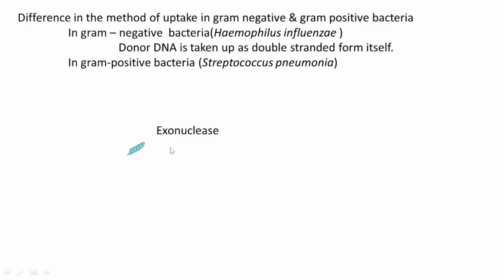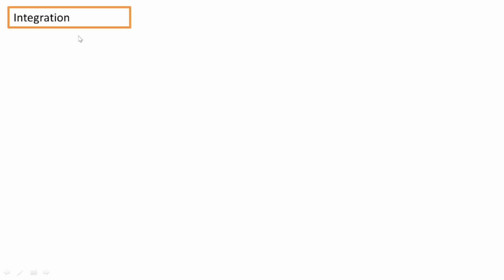And what are they doing? They convert the double-stranded DNA fragment to single-stranded DNA, and later it is taken up by the bacteria. That is the difference between gram-negative and gram-positive bacteria in the process of uptake of the donor DNA fragment. Okay, next we are going to understand another process, that is integration. How the uptaken DNA fragment is incorporated into the DNA or genetic material of the recipient bacteria. That is what we are going to see now.